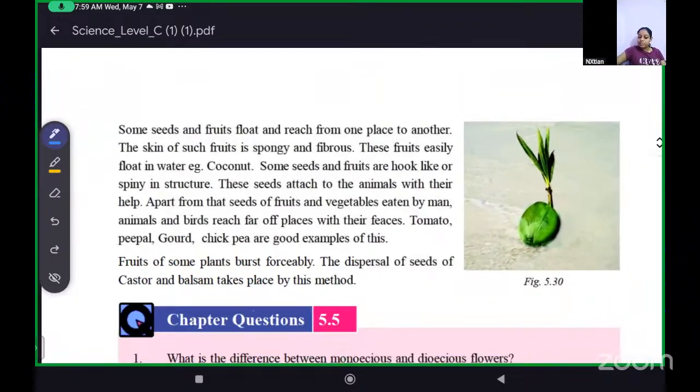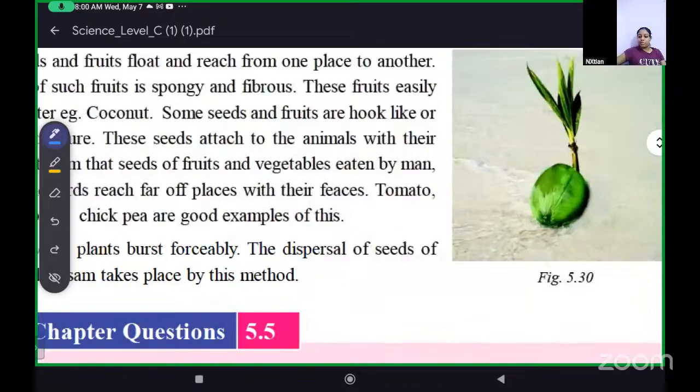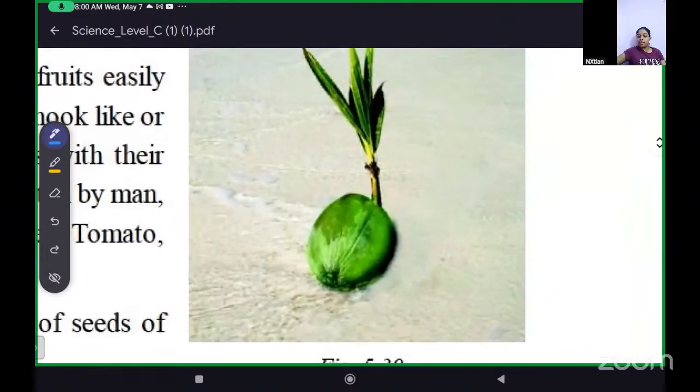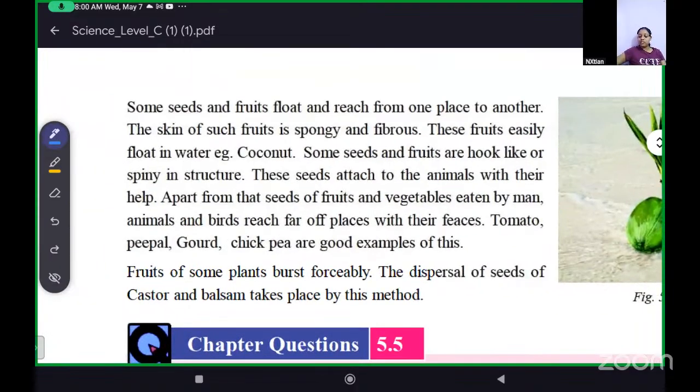Some seeds and fruits float and reach from one place to another with water. The skin of such fruits is spongy and fibrous. Can you see the seed floating? So these fruits easily float in water. For example, coconut. Some seeds and fruits are hook-like or spiny in structure, so these seeds attach to animals with their help.